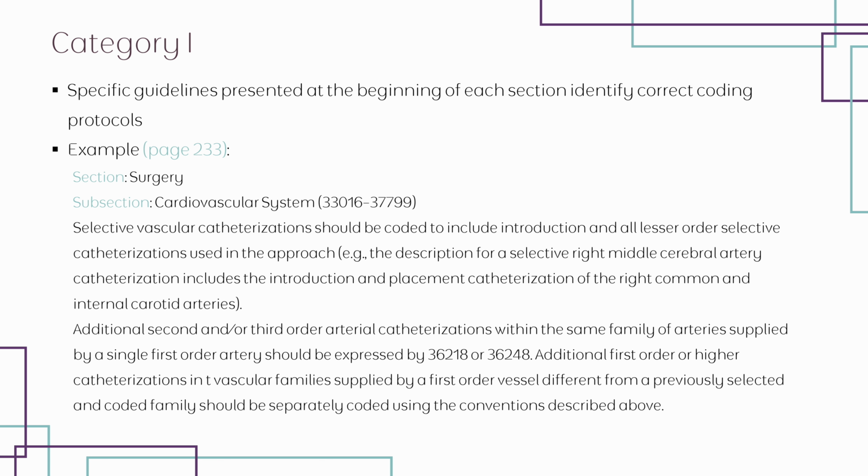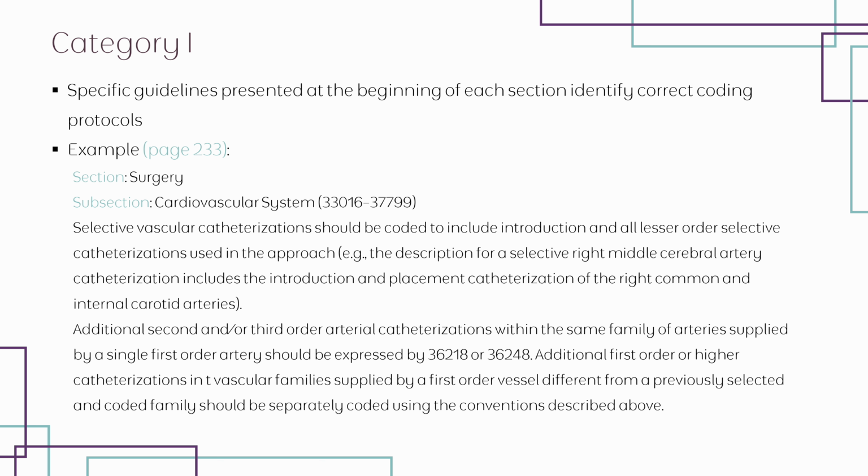Once you've reached the cardiovascular section and you've located the vascular injection procedures, you should see the section guidelines right after your cardiovascular table of contents. Under the cardiovascular system subheading, these guidelines provide specific instructions for coding procedures such as your catheterizations. The guidelines explain how to select the correct code based on the procedure that is performed.